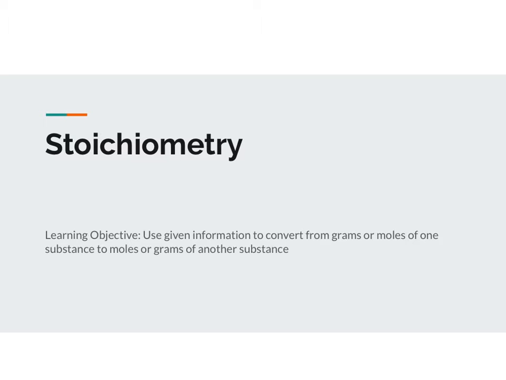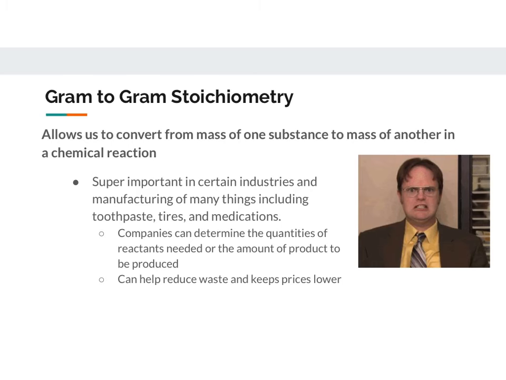Right, so our last segment of stoichiometry learning, we're still going to have that learning objective of using given information to convert from grams or moles of one substance to moles or grams of another substance. The last thing we're going to talk about is mass-to-mass stoichiometry. Mass-to-mass, or gram-to-gram, stoichiometry allows us to convert from the mass of one substance to the mass of another substance in a chemical reaction.